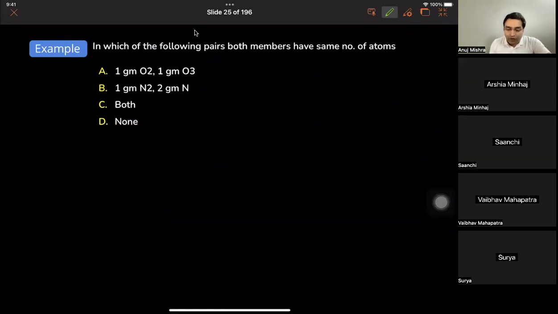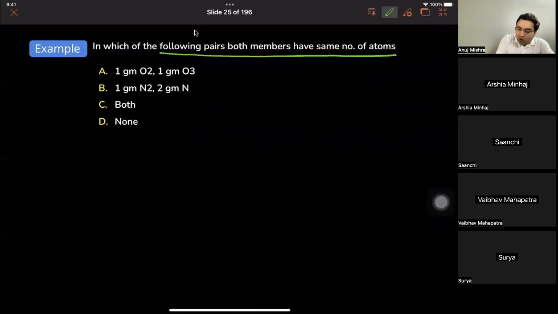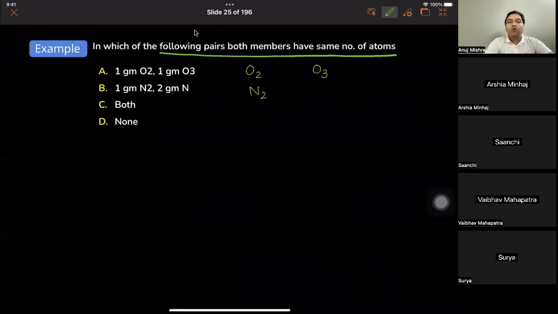Now this question is in front of you. In which of the following pairs, both members have the same number of atoms? Now this O2 is written, 2 should be here, and the next is O3. Similarly, this is N2. So it is in subscript. Okay, let's start. 1 gram O2, 1 gram O3.